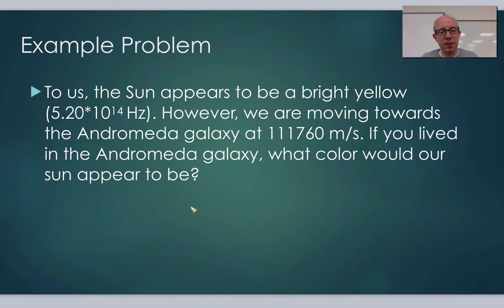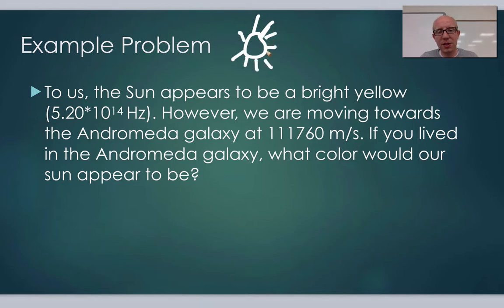So in this problem, to us the sun appears to be a bright yellow, 5.20 times 10 to the 14th hertz. However, we are moving towards the Andromeda galaxy at 111,760 meters per second. If you lived in the Andromeda galaxy, what color would our sun appear to be? So again, let's draw this problem actually first. So we got our sun.